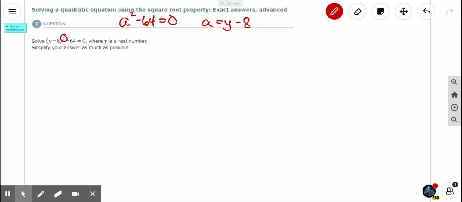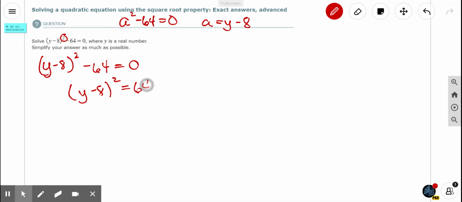I hope you can see that. I could have put anything. I could have put star squared. The point is that we're trying to see y minus 8 as a quantity. So you have y minus 8 quantity squared minus 64 equals 0. The strategy here is to move the 64 to the other side, and then you would get y minus 8 quantity squared equals 64, because you add it to both sides, right?